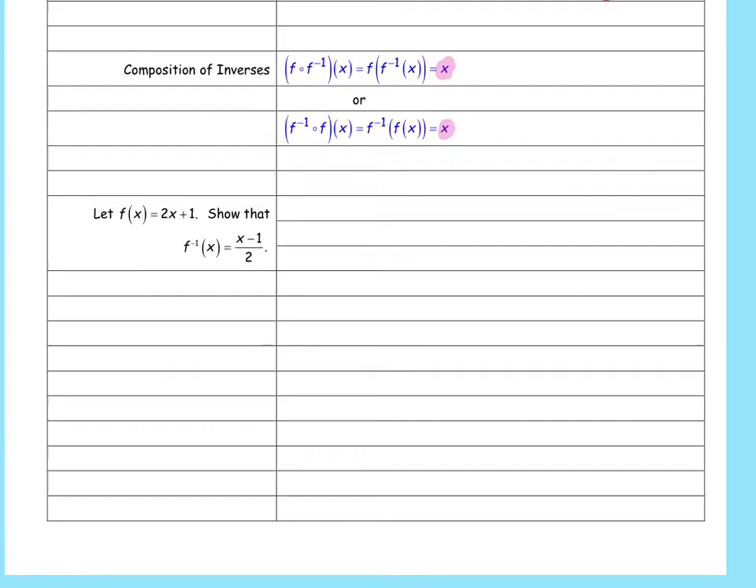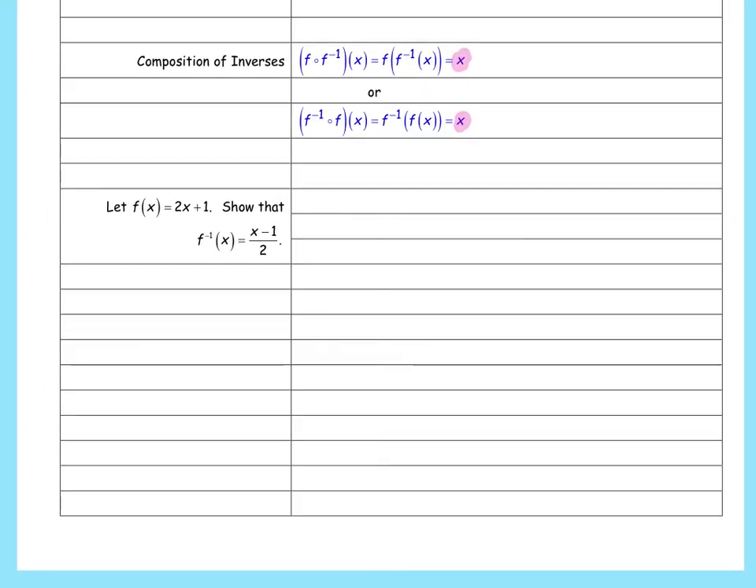So it says, let f of x equal 2x plus 1. Show that f inverse of x equals x minus 1, divided by 2. It doesn't really matter, I should get the same result either way. So I'm going to take f inverse of x and put the inverse inside of f. That's what I've decided to do. So I know that f inverse of x, just like yesterday, is x minus 1, divided by 2.